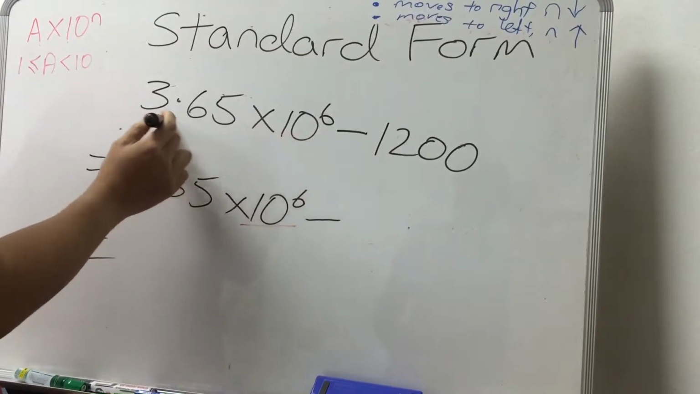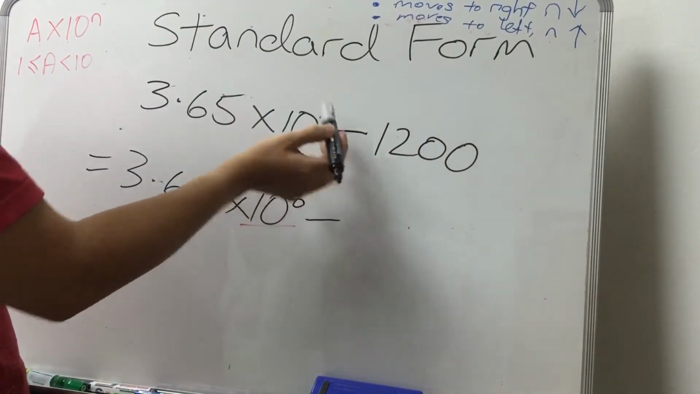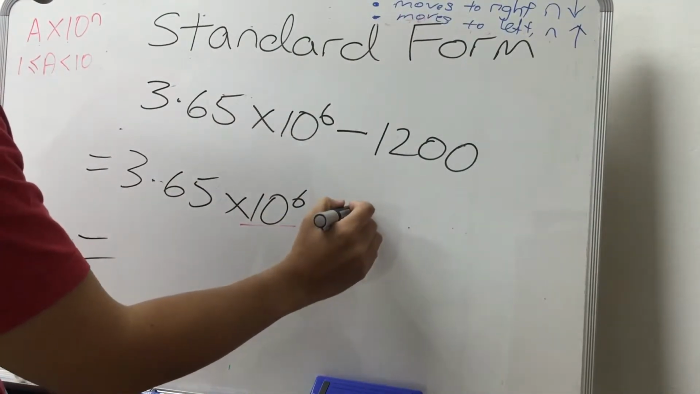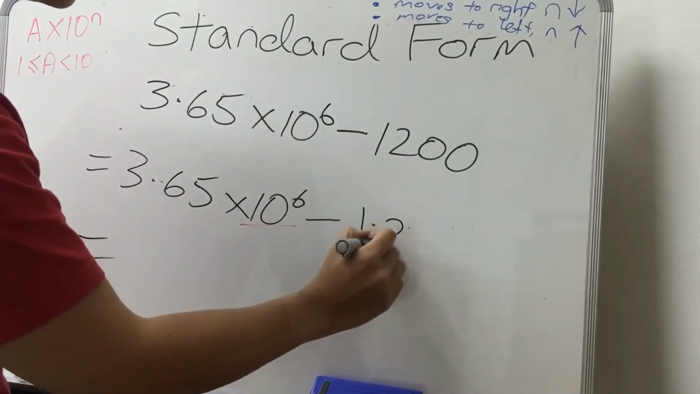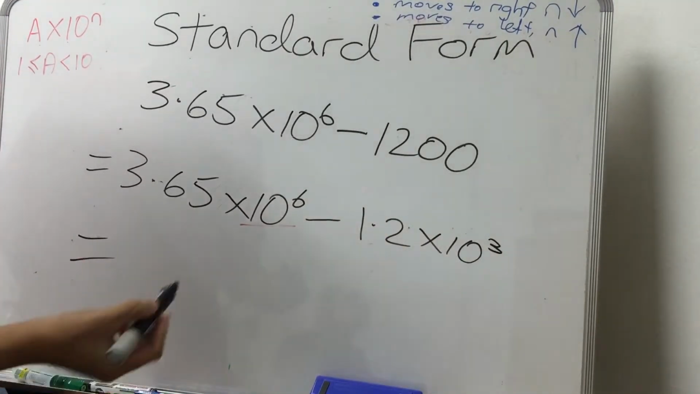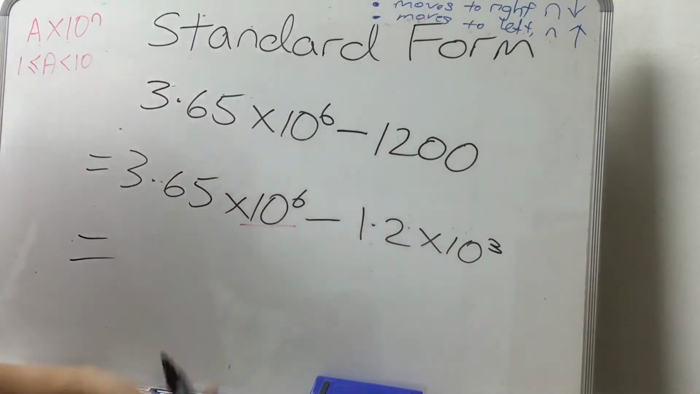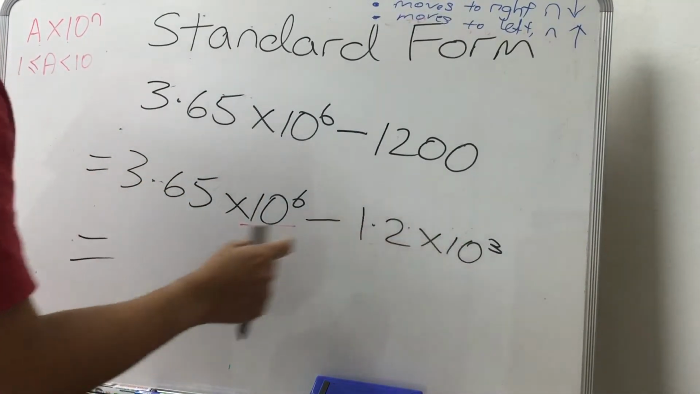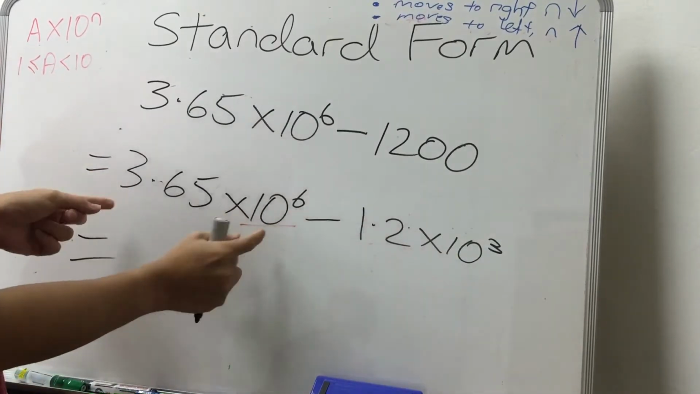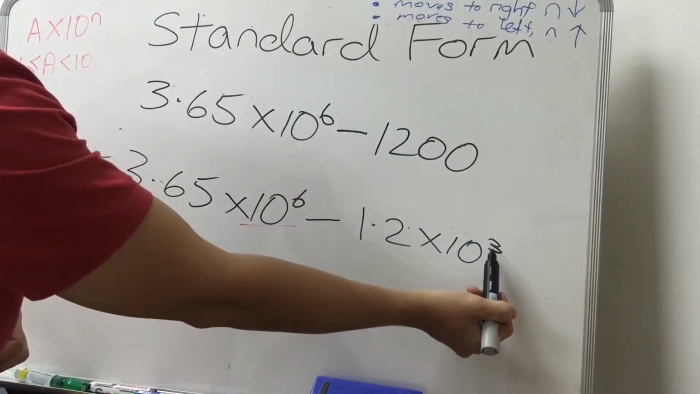Okay, so our $3.65 million remains the same. You will still see your 10 to the power 6 here. So we change our $1,200 to 1.2 times 10 to the power 3. Okay, so this is 10 to the power 6, this is 10 to the power 3. So we will change this to 10 to the power 6 so that you will still have your $3.65 million here. Okay, so how to change this to your power 6?